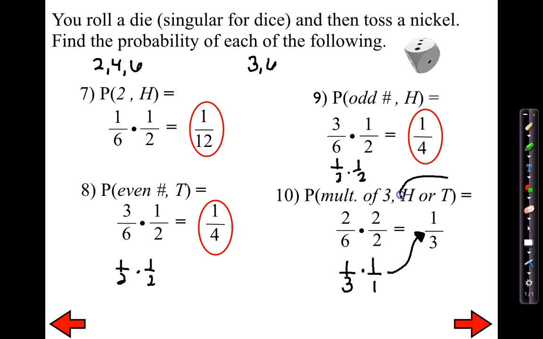So don't let this fool you. I know this was different, but think about it. What's the probability of you getting heads or tails? It's certain. You're going to get heads or you're going to get tails. So that's why it's 2 out of 2, which is 1, which we know as certain.